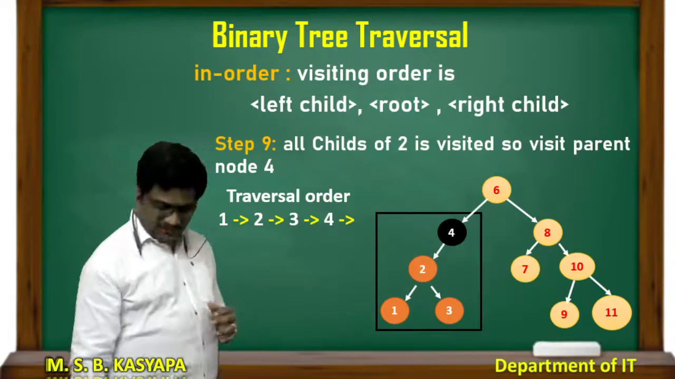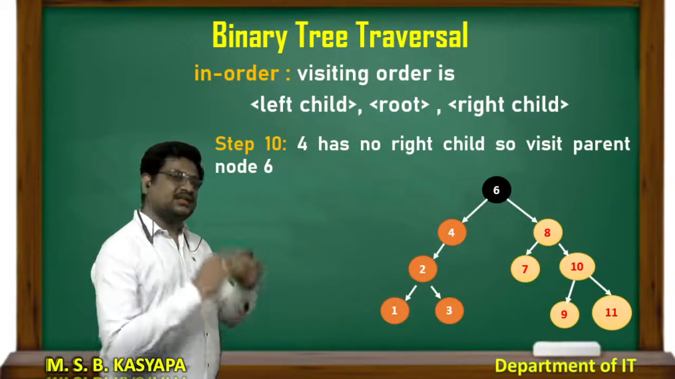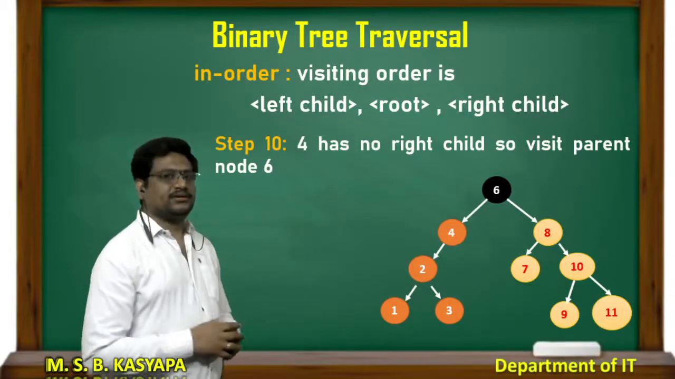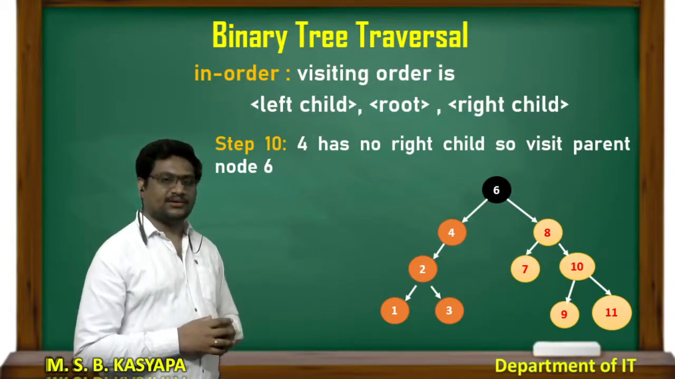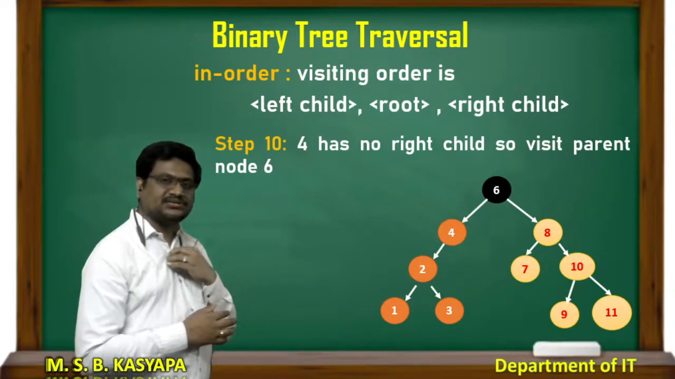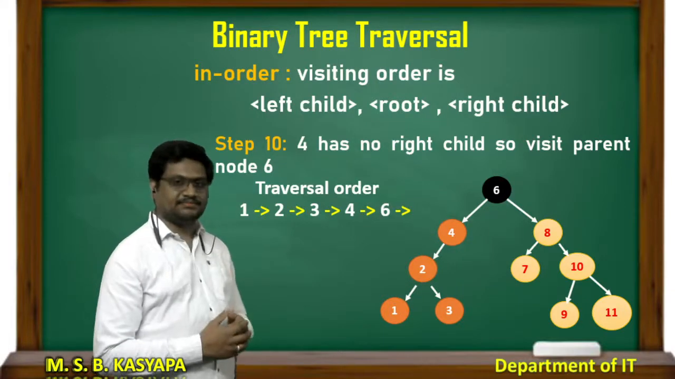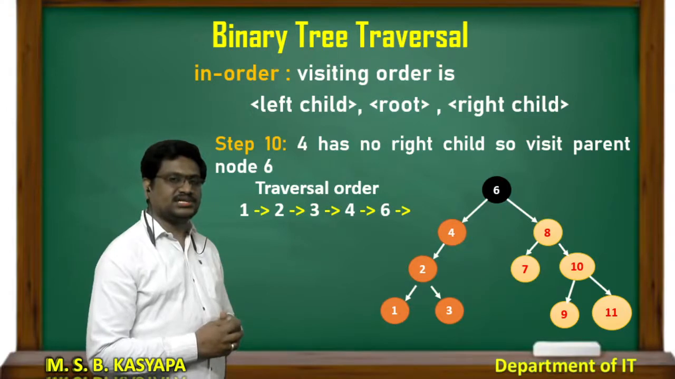Now I am checking whether 4 has any right child or not. If it doesn't have any right child, then I have to go to the parent node. And again checking, the parent node's left subtree is already visited, so I have to visit the root node. Now 1, 2, 3, 4, 6 is my traversal.